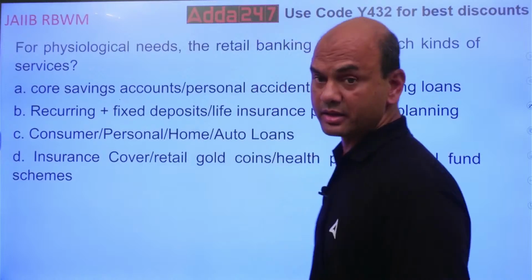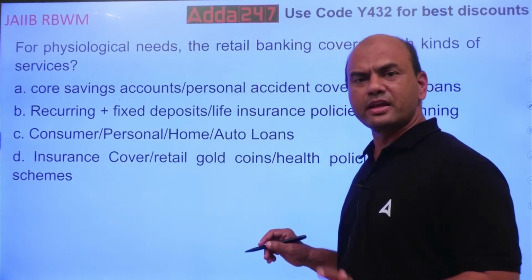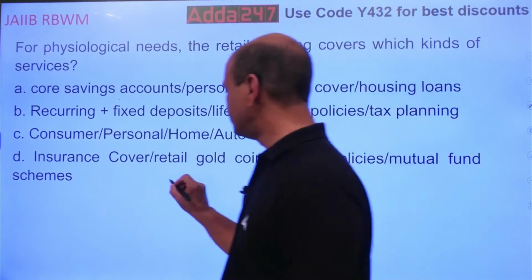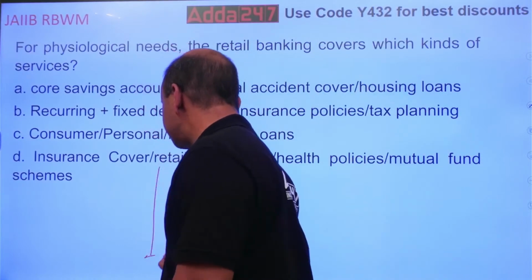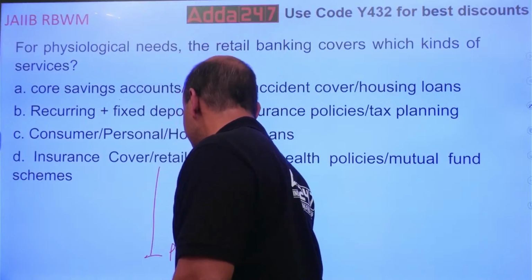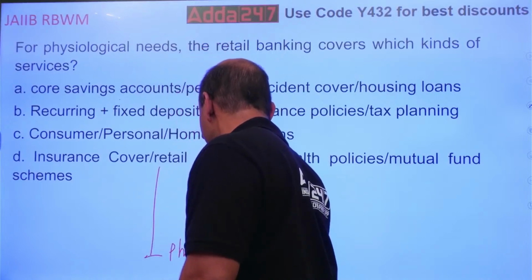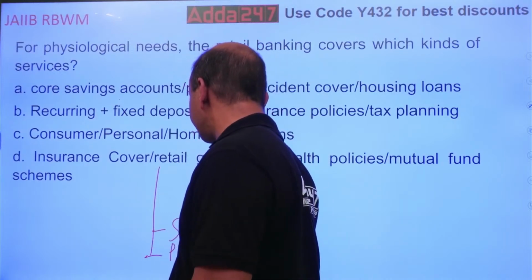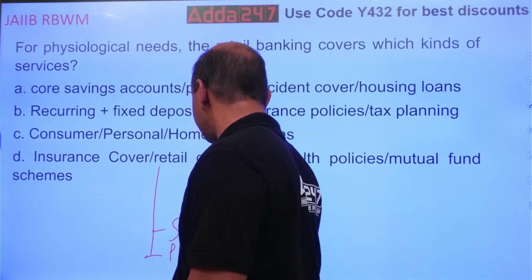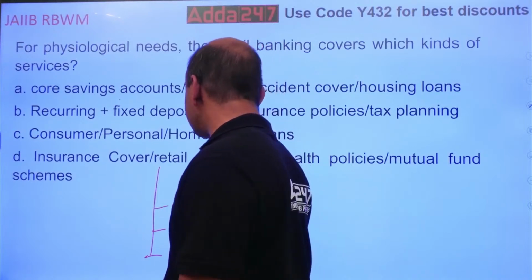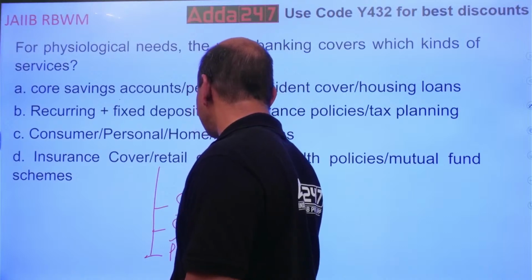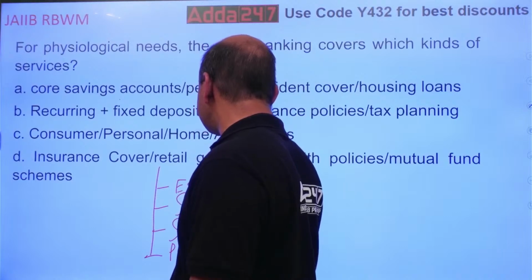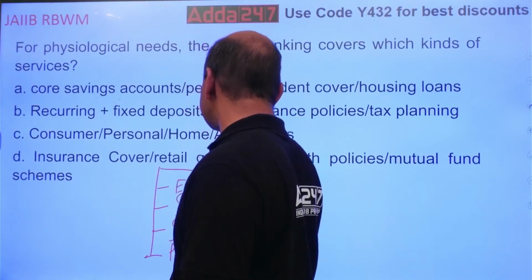What is Maslow's hierarchy? Maslow's hierarchy consists of 5 layers. I'll write it over here. The lowest level is physiological. The next level is safety. The third level is social. The fourth level is esteem. And the fifth level is self-actualization.